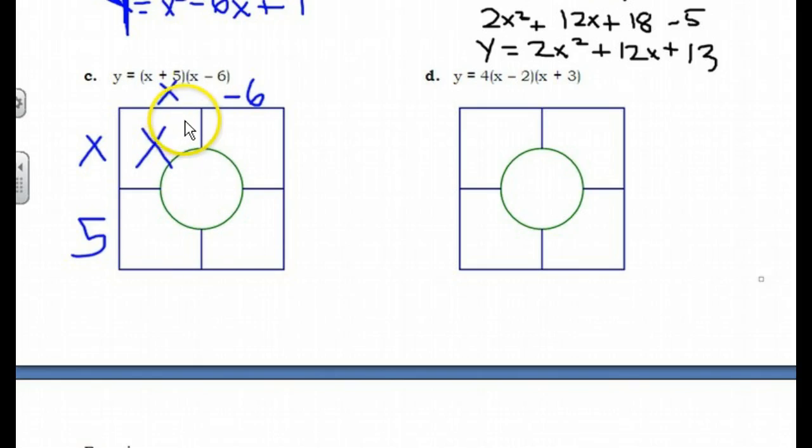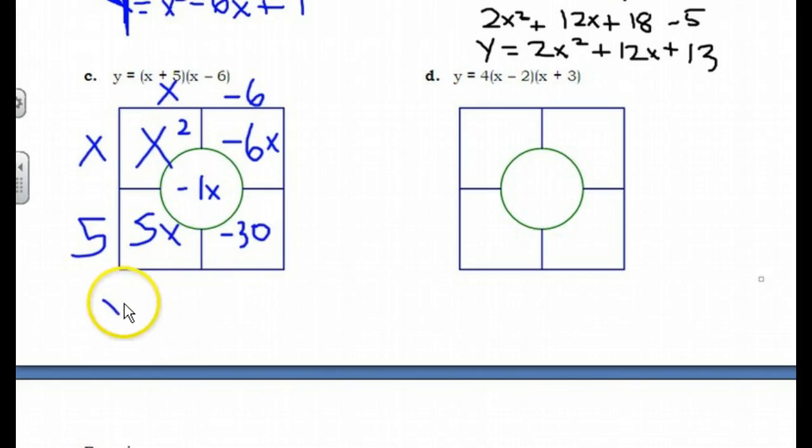multiplying. X times x is x squared. X times 5 is 5x. X times negative 6 is negative 6x. Negative 6 times 5 is negative 30. And then we are going to combine like terms. Negative 6x and 5x is negative 1x. And my answer is along the diagonal.